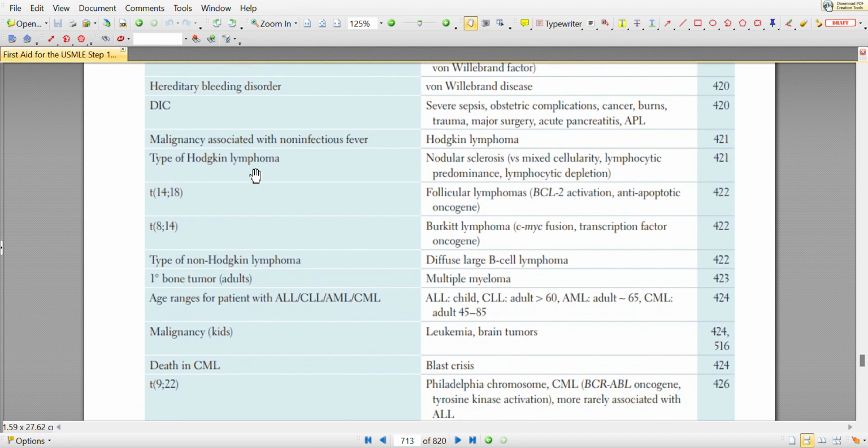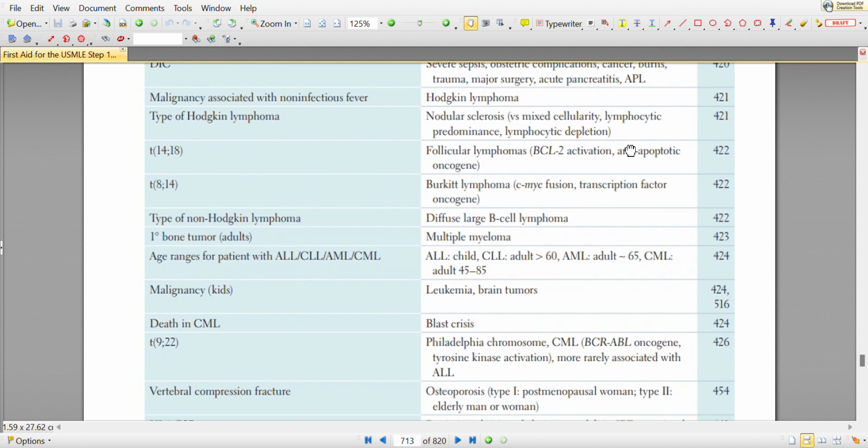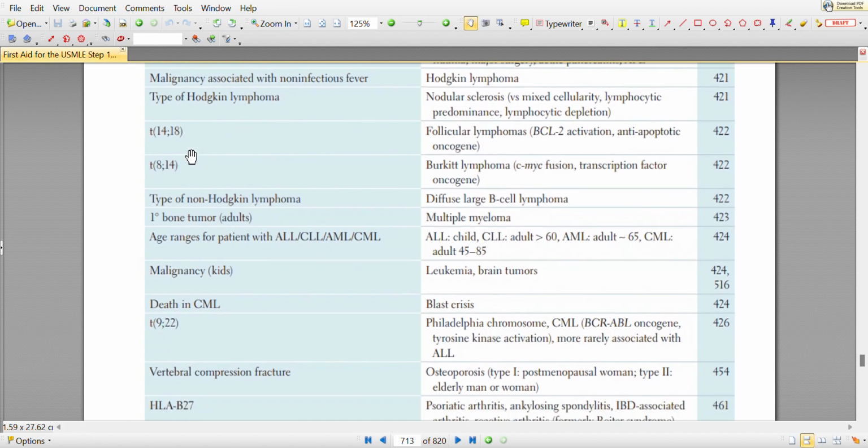For malignancy associated with non-infectious fever, most common is Hodgkin's lymphoma. The type of Hodgkin's lymphoma commonly associated is nodular sclerosis, versus mixed cellularity, lymphocyte predominance, or lymphocyte depletion. For chromosomal translocation 14;18, follicular lymphoma is the most commonly associated disease.